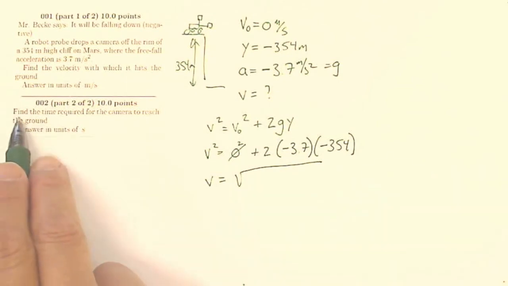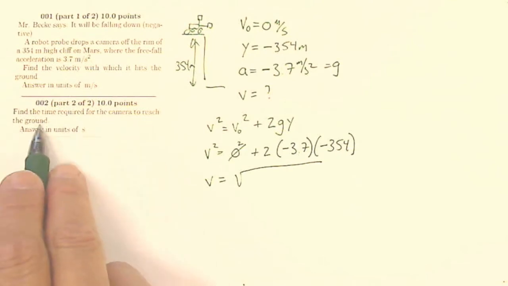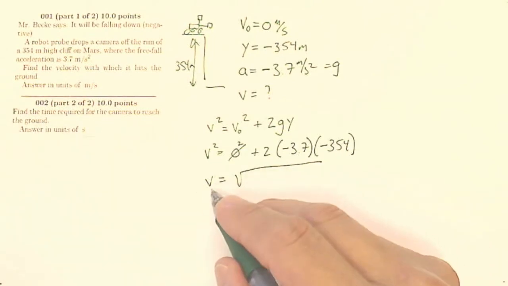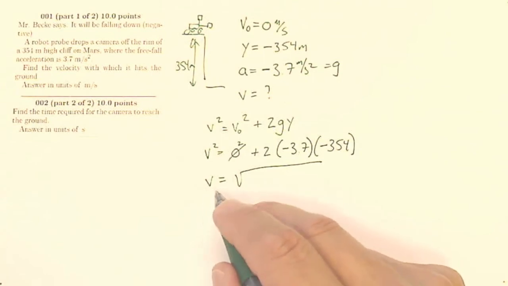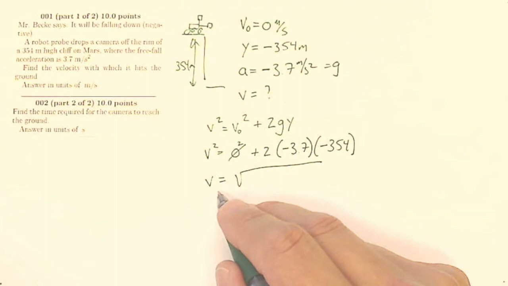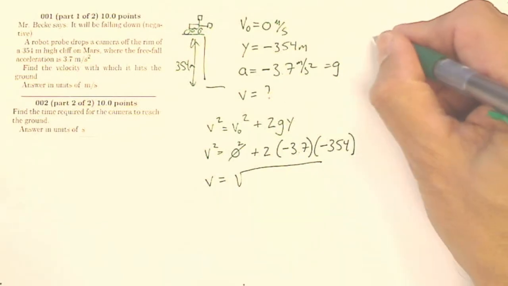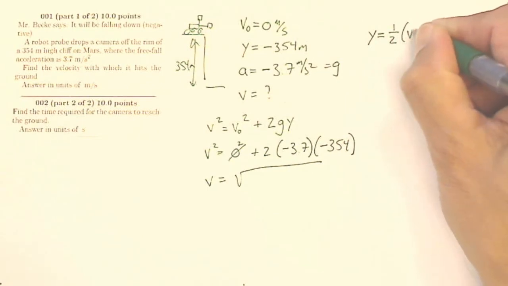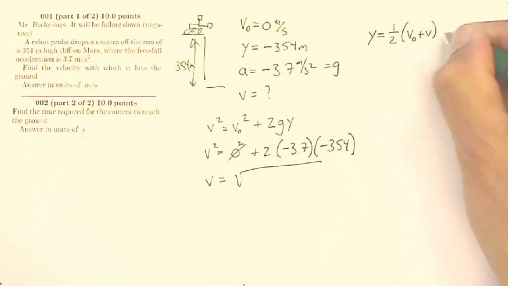Now question 2 says find the time required for the camera to reach the ground. If I want the time required for the camera to reach the ground, now I've got a final velocity, so I can really use any equation I want to solve for this. What I like to do sometimes is, let's use this one. My distance is going to be my average velocity. So 1/2 v0 plus v times t.